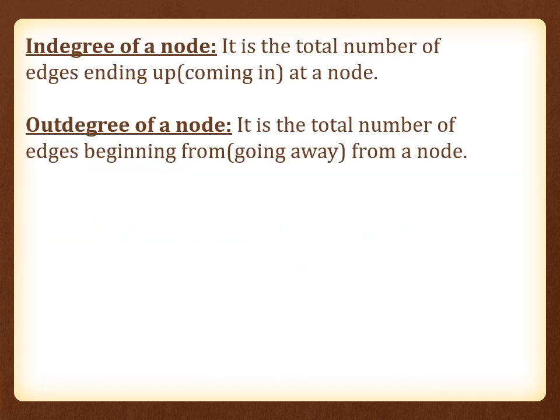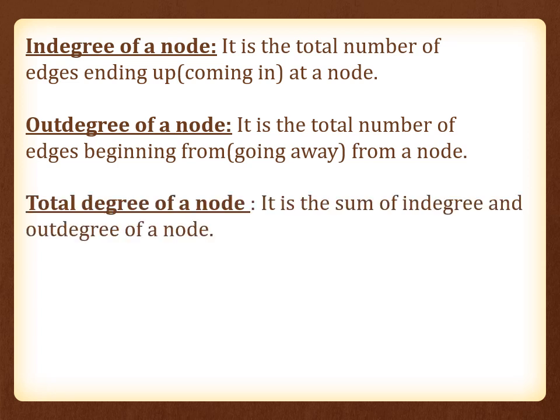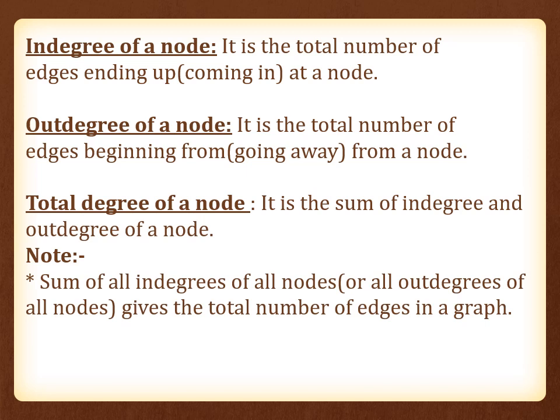In degree of a node is the total number of edges ending at the node, and the out degree is the total number of edges beginning from the node. That means the number of edges coming into the node is counted as the in degree of that node, and the number of edges going out from that particular node is called the out degree of the node. And the total degree of a node is nothing but the sum of in degree and out degree of a node.